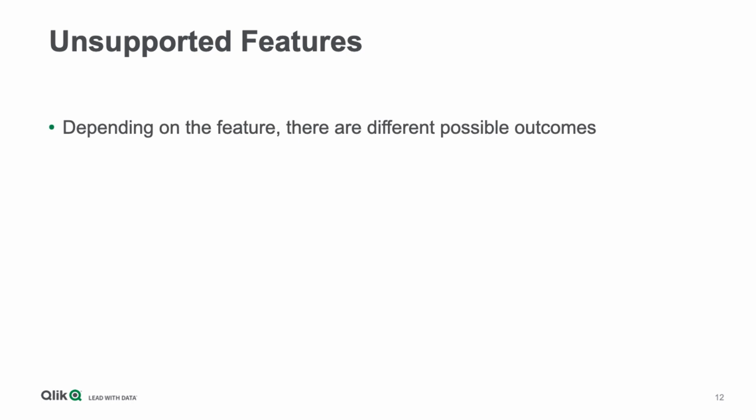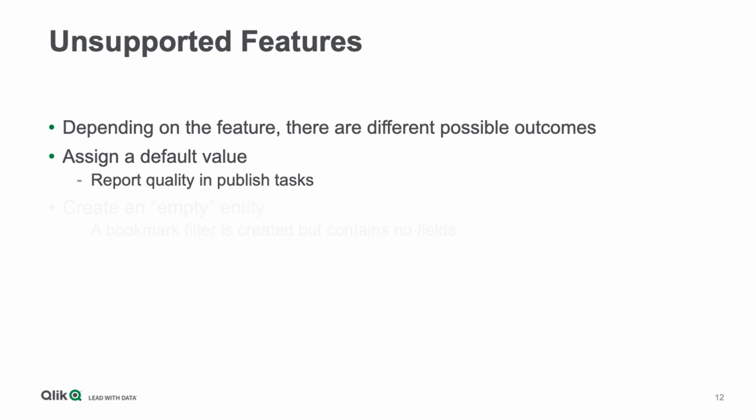Now, how the migration tool will handle either unsupported features or features where there is a new attribute or a new workflow depends on the feature itself. So there could be several different possible outcomes. An example could be that the migration tool assigns a default value. So we have a new parameter in NPrinting 19 around report quality. Since there was no corresponding value in the NPrinting 16 NSQ, we'll put a default value in there.